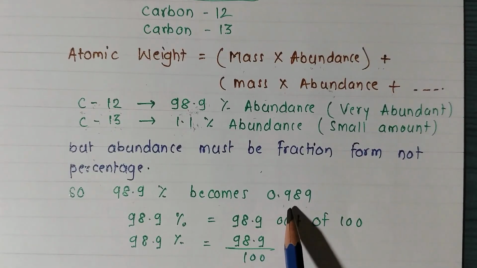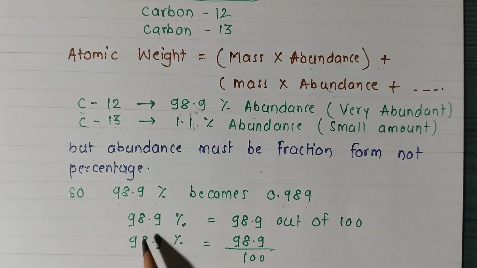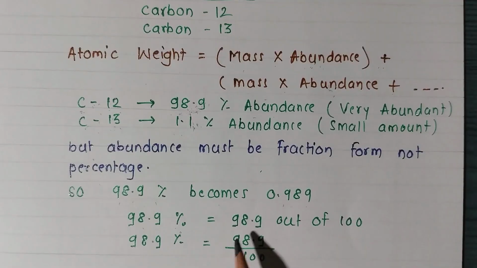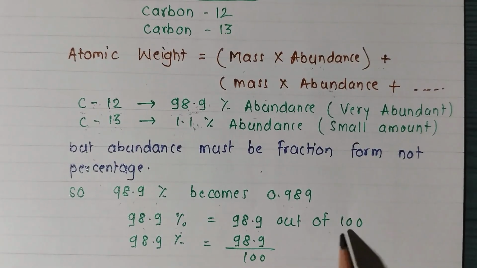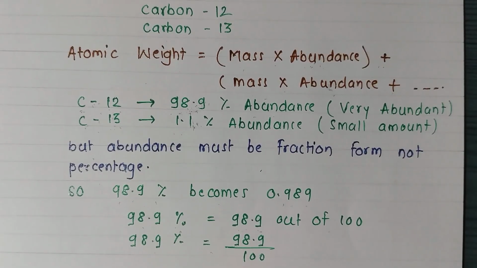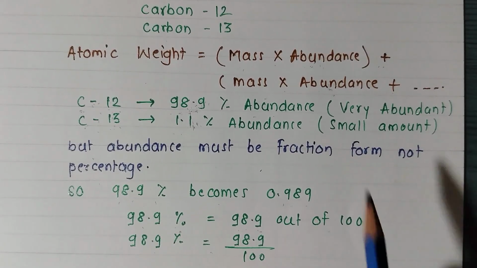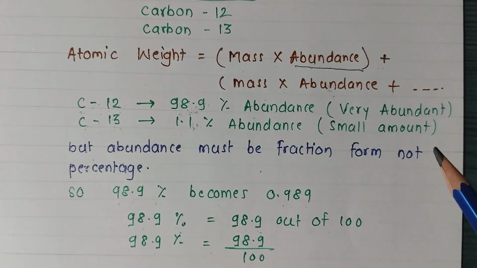So how do we calculate this? This is a percentage form, that is 98.9%. This means 98.9 out of 100. 98.9 percent means 98.9 divided by 100, that means 0.989. So this fraction value we use here.